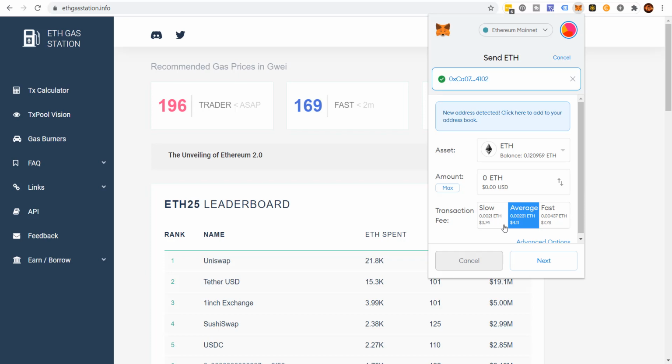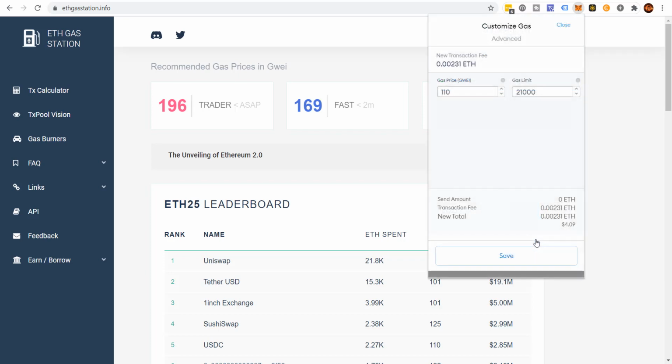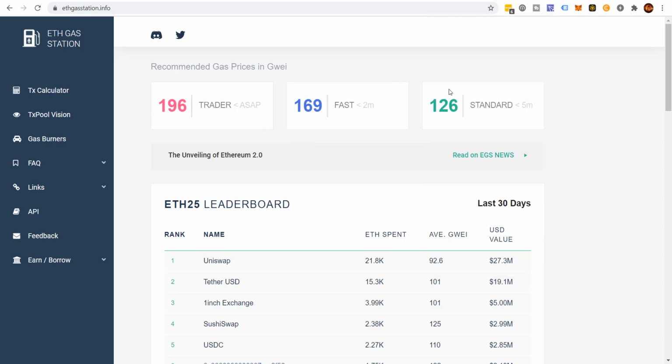But one of the things you can do that's better than this is click the advanced option and take a look at these prices here. You can see 126, 169. Sometimes you'll notice this price may be like 300, 350, but this one's only like 150. Unless you're in a hurry to get your transaction through really fast, you can choose 126 Gwei, or I recommend going over it by 10%, 20%.